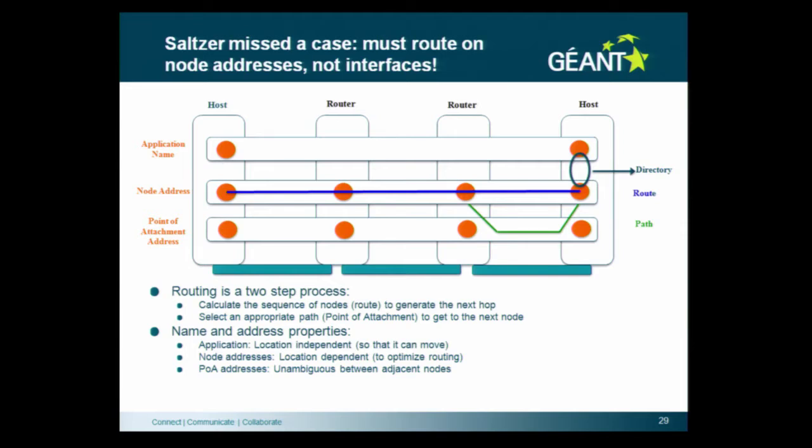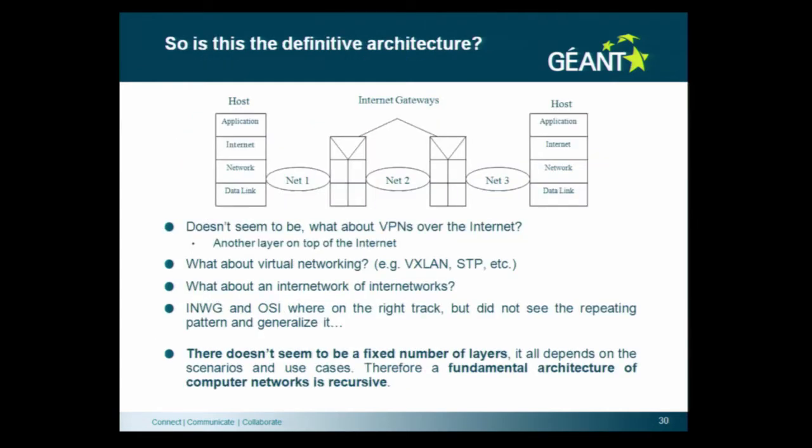So you also have to name your path in the network or your interfaces locally. So it's a two-step process. You calculate the sequence of nodes to the next hop, and you select the appropriate path or the appropriate point of attachment, the exact interface. So these properties should also be applied. Your application should be location independent, your node address should be location independent, but your point of attachment must be unambiguous between adjacent nodes. So this looks like the architecture that they came up with in the 70s.